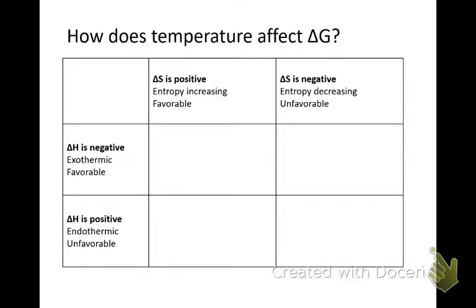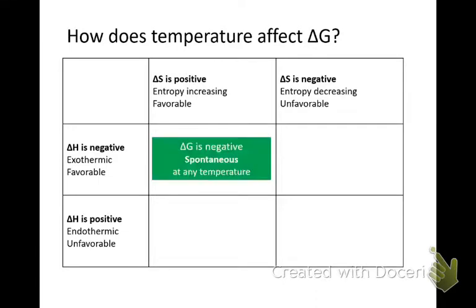So let's talk about how the temperature will affect delta G. And we can think about this by thinking through all the possibilities of the signs for delta H and delta S. So first, if delta H is negative, meaning exothermic, and delta S is positive, which means entropy is increasing, both of those factors favor a spontaneous reaction. And so delta G will be negative and the reaction will be spontaneous no matter what the temperature.